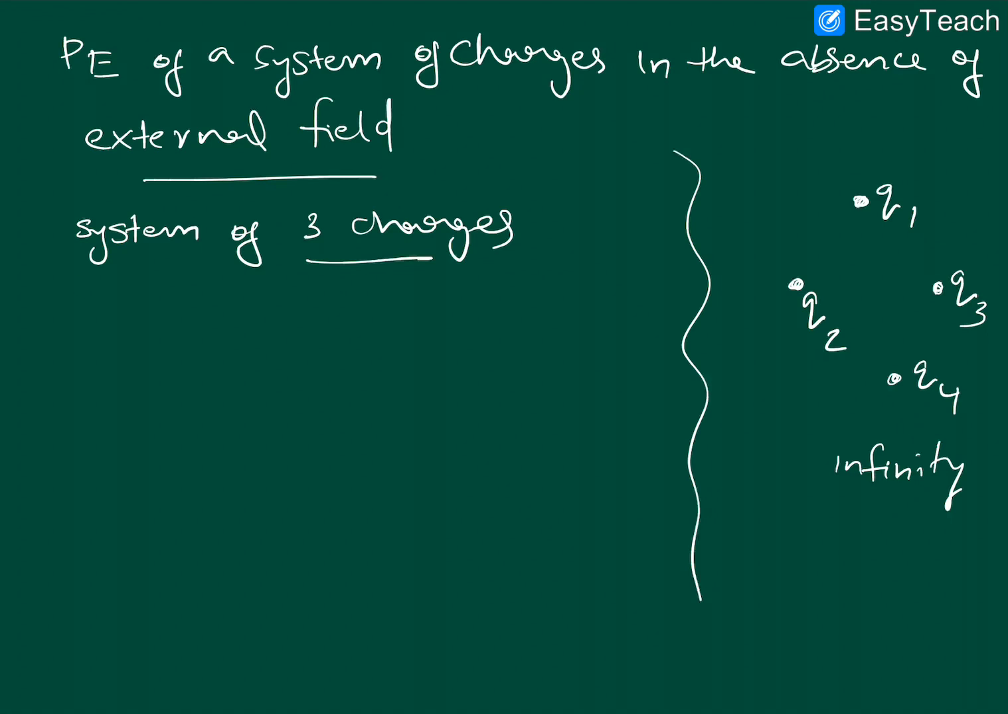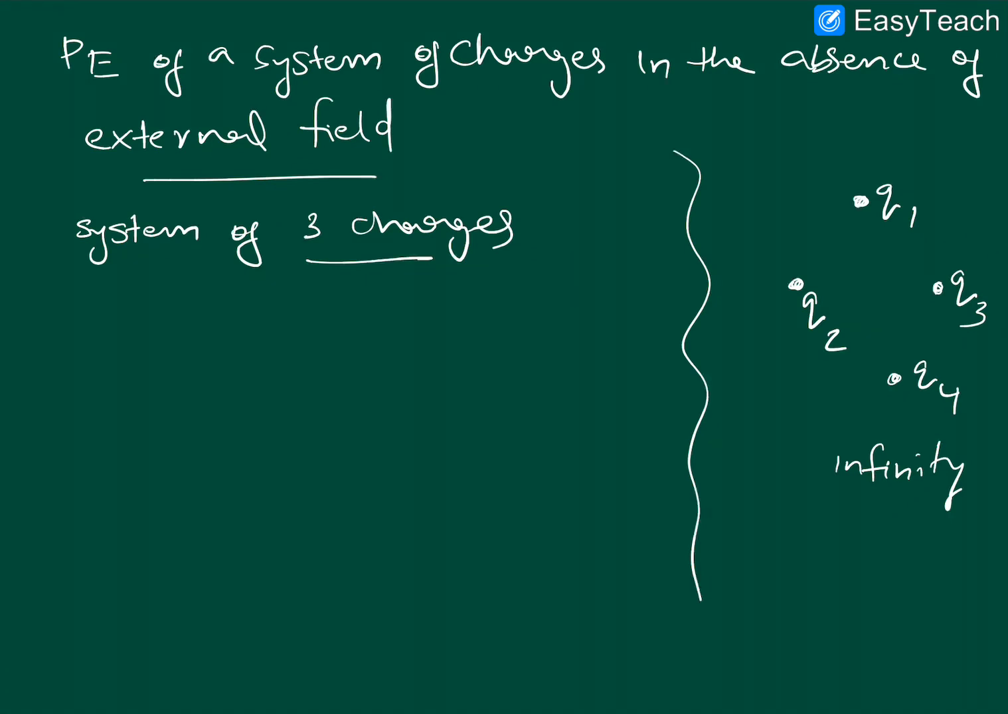When the external field is absent, there won't be any attractive or repulsive force exerted by any agency in this region. An external field is able to exert attractive or repulsive force on other charges, but here external field is not there. So first you will move q1 from here to here, then you will move q2 from here to here, then you will move q3 from here to here, then you will get that system. Then you can find the amount of potential energy associated with that system.